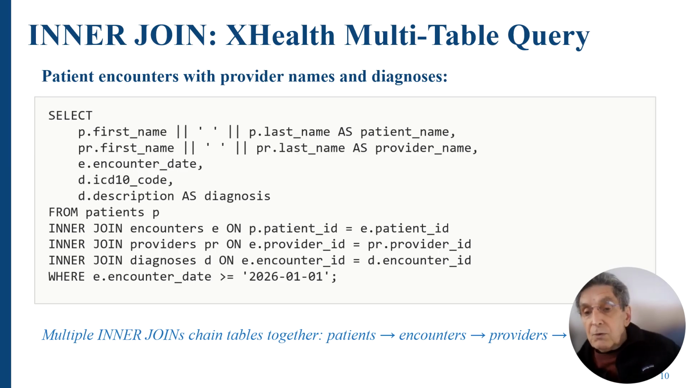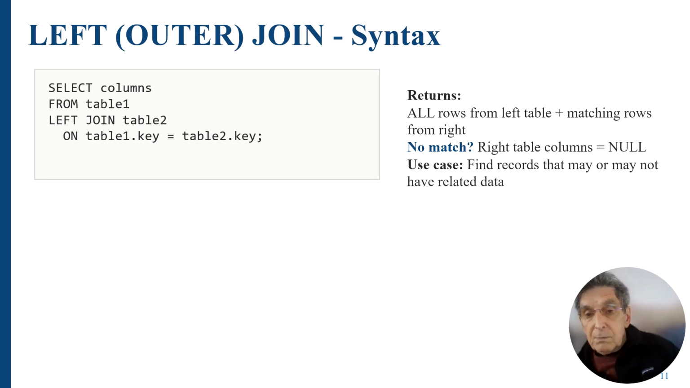This reflects the power of relational databases. Each table stores one type of information, but through joins we can reconstruct the complete clinical picture. The data flows from patients to encounters to providers and finally to diagnoses, all connected by their key relationships.